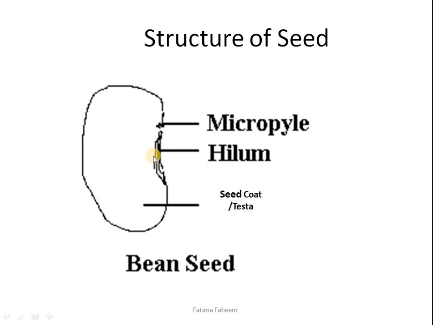While hilum is a place where this seed was attached to the ovary wall. Seed coat or testa was called integuments before the fertilization process. We will read about the function of micropyle in the seed in our coming slides. We will also see what is the function of seed coat or testa. For now, just remember the structure of the seed, which is a bean shape or kidney shape. We can see micropyle, hilum and seed coat or testa.